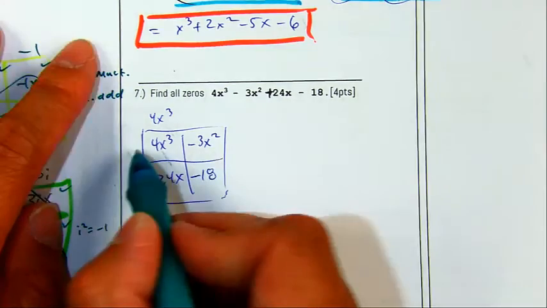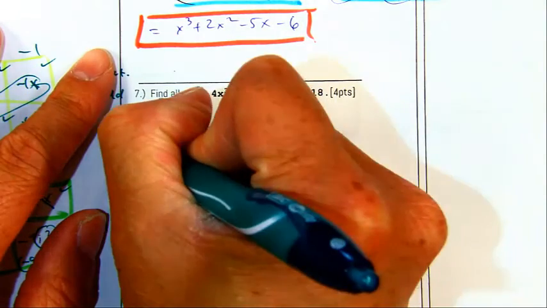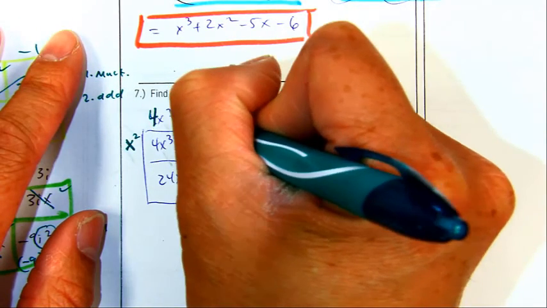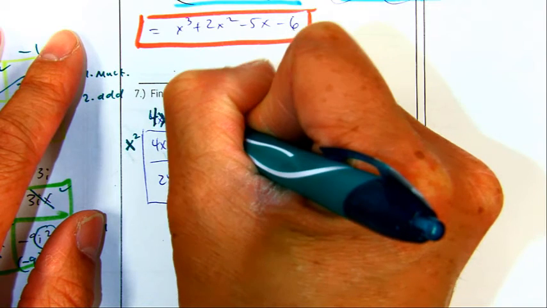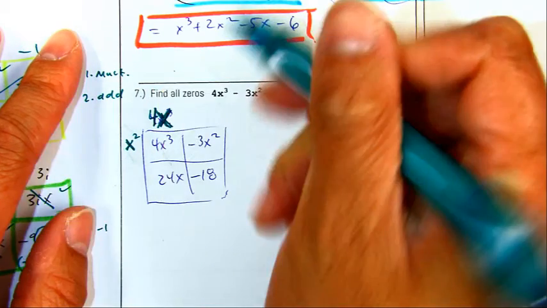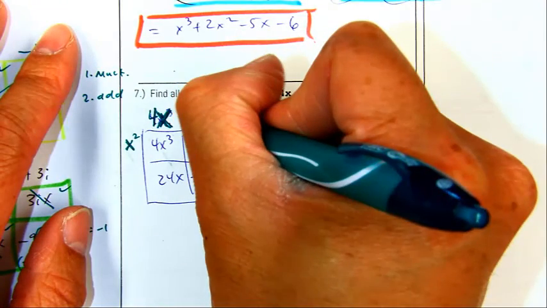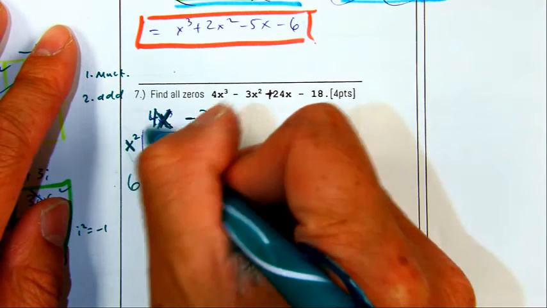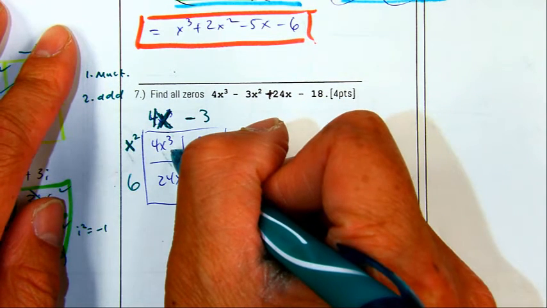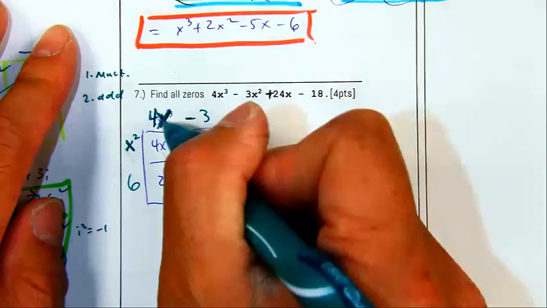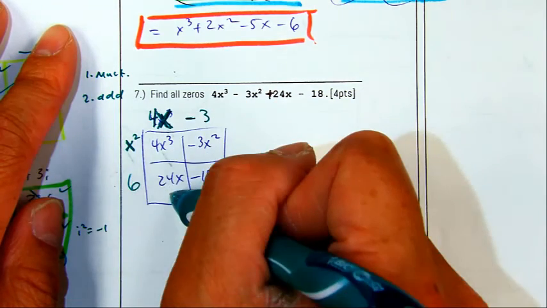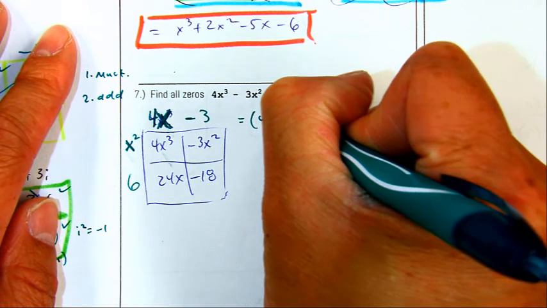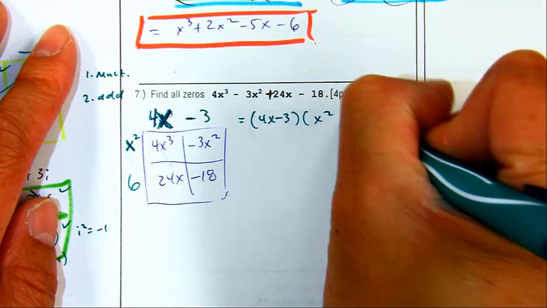And then my greatest common factor here is x squared. This one's going to be a 4x. And then here going to be a negative 3. And this one's going to be a 6. X squared times 4x gives me 4x cubed. X squared times negative 3 is negative 3x squared. And then 4x times 6 is 24x. And 6 times negative 3 is negative 18. So this will factor to be 4x minus 3 and x squared plus 6.